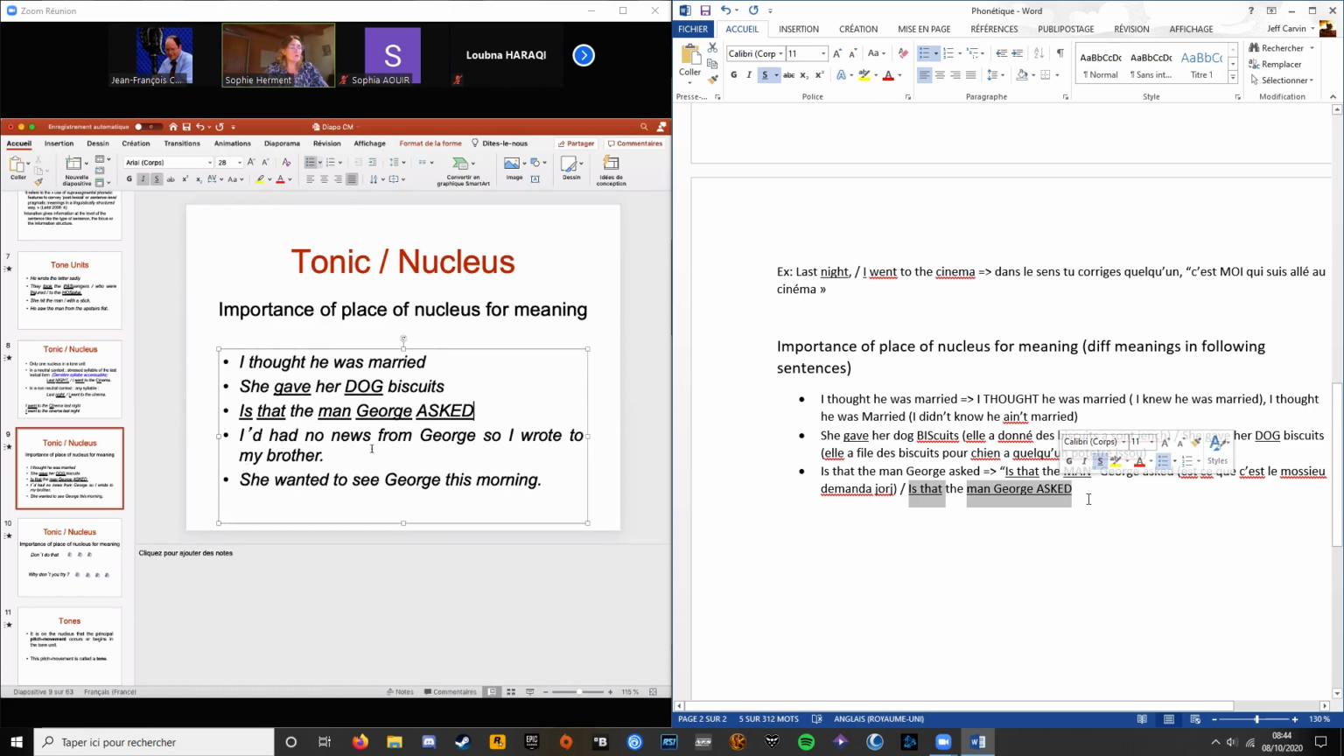The fourth one is a bit difficult as well, in fact. And here you have a division into tone units. You have two tone units, so you have two nuclei. The first one doesn't change, it's the second one that changes. So the first one is, I'd had no news from George. So the nucleus is George. And the second one can be different. And according to where you place the nucleus, you don't have the same meaning.